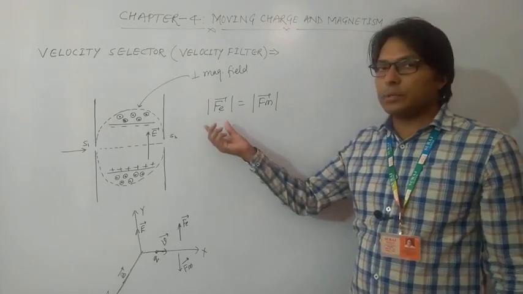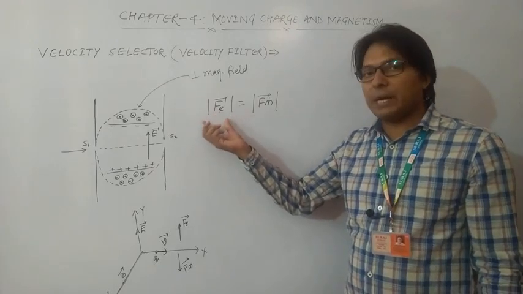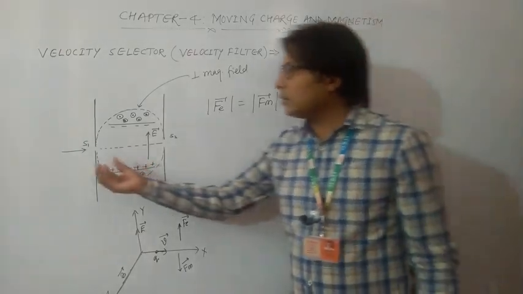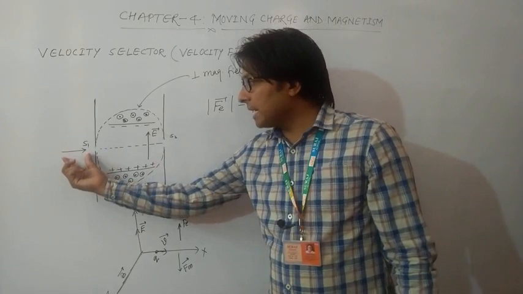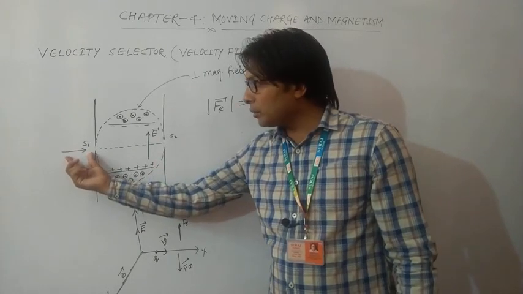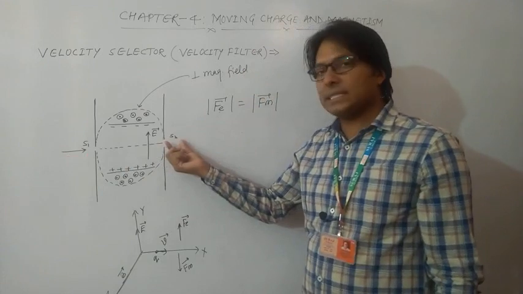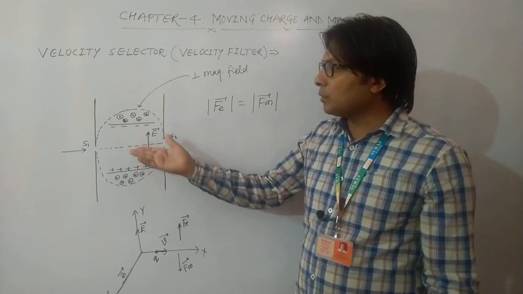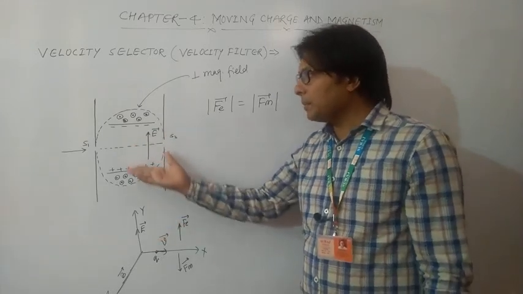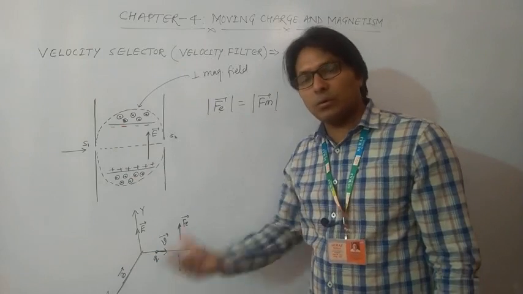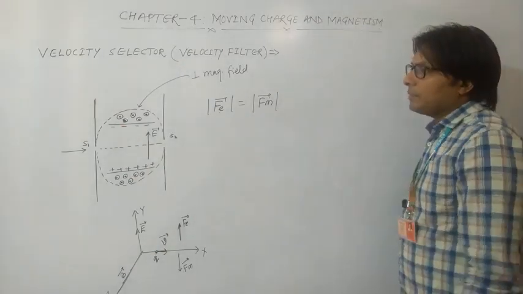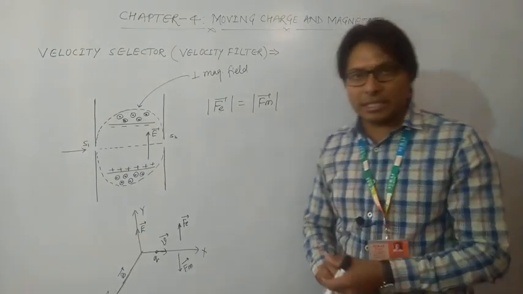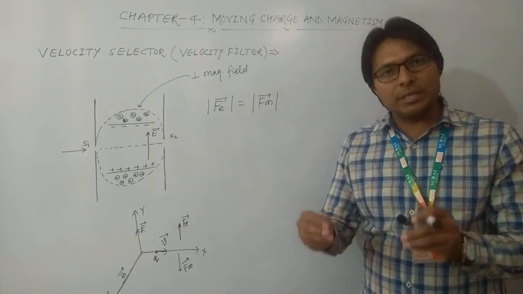If somehow we are able to equalize the magnitude of these two forces, then definitely the charged particle of desired velocity which is entering from the S1 slit will exit from the S2 slit, and the rest of the charged particles will be deflected in either direction, maybe upward or maybe downward. Okay, so the magnitude of the Fe vector is equal to the magnitude of the Fm vector for the velocity selector, or for the particle which is to be selected.